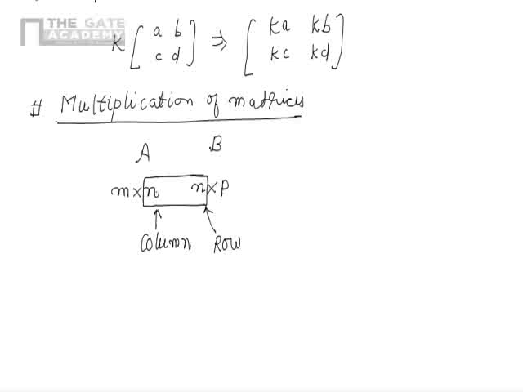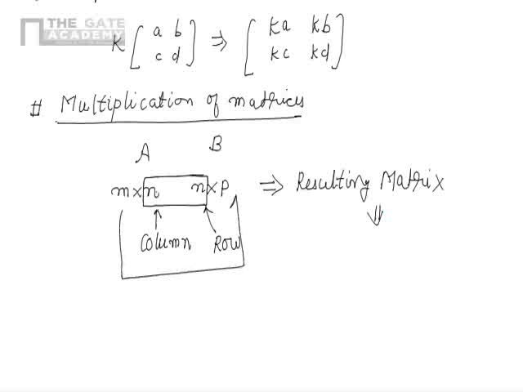Then these two matrices A and B can be multiplied, and the resulting matrix order would be m by p. So this will be the order of the resulting matrix.